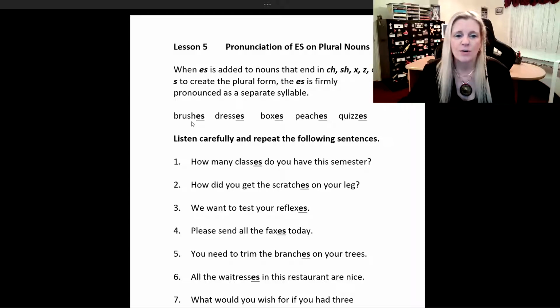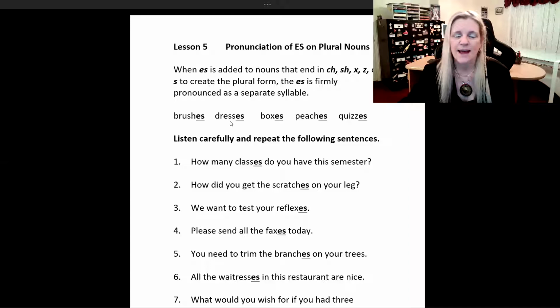If I say the word brushes, I could not pronounce this correctly if I just put an S on it, right? It would sound like brush. I have two brushes. So that's why we put the ES on it, just so that it's easier to pronounce in the plural form. Brushes.